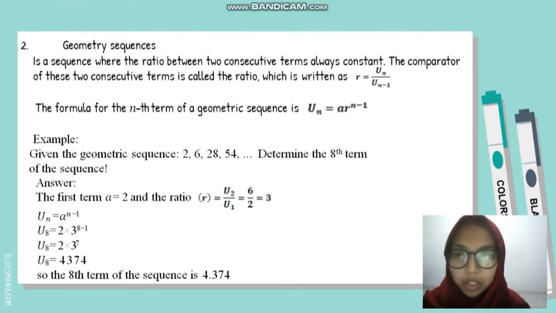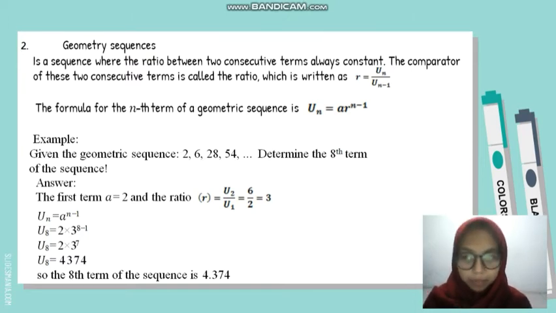And next, number 2 is geometric sequence. Geometric sequence is a sequence where the ratio between two consecutive terms is always constant. The comparator of these two consecutive terms is called the ratio, which is written as r equals u sub n divided by u sub n minus 1. The formula for the n-th term of a geometric sequence is u sub n equals a times r to the power n minus 1.